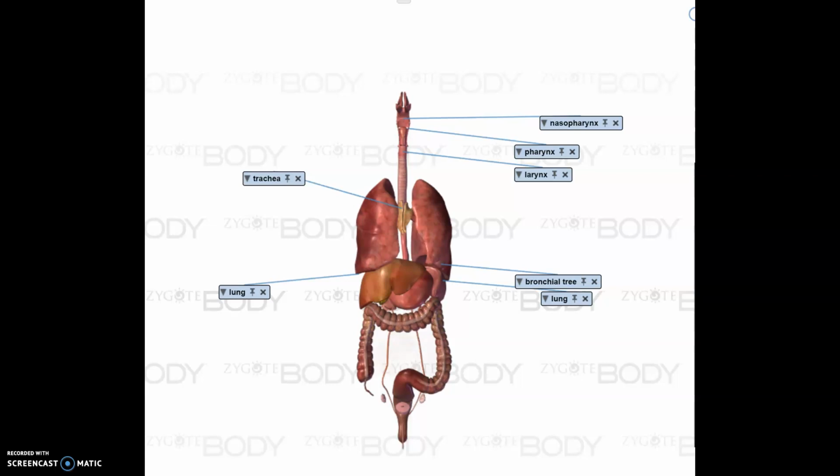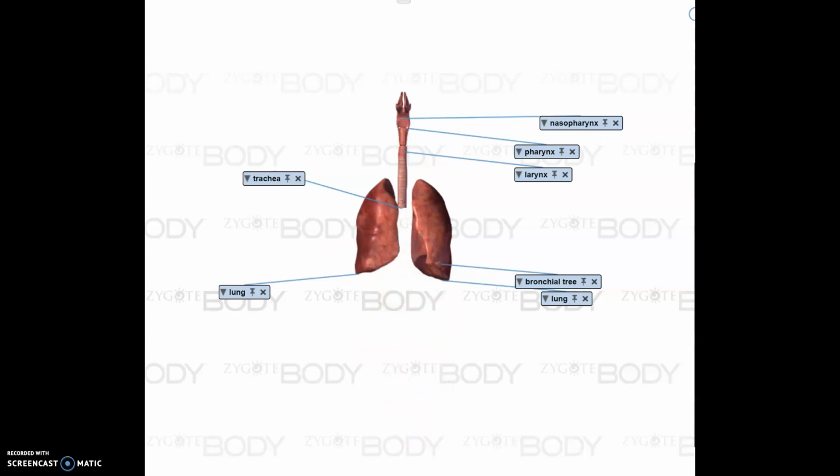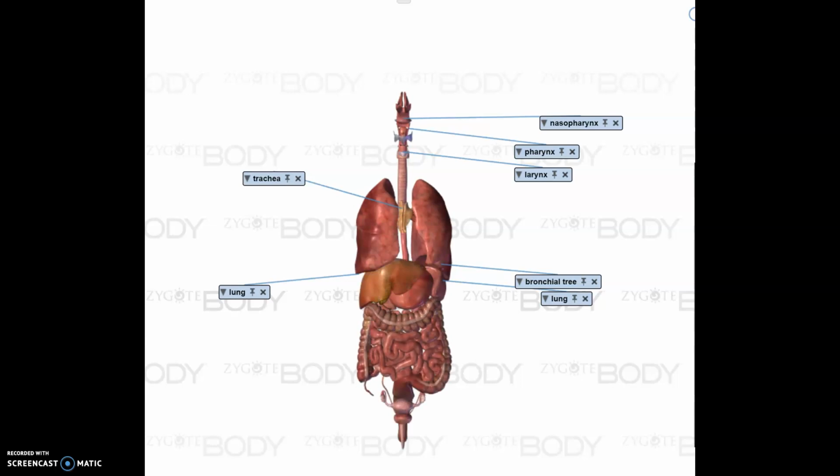The main structures of the respiratory system are the nasal cavity, pharynx, larynx, trachea, bronchi, and the bronchial tree, and also the lungs, all pinned right here on Zygote Body. There's the pharynx, the larynx, down here's the trachea, and here are the lungs. And then the bronchial tree. Can't really see through all of it.